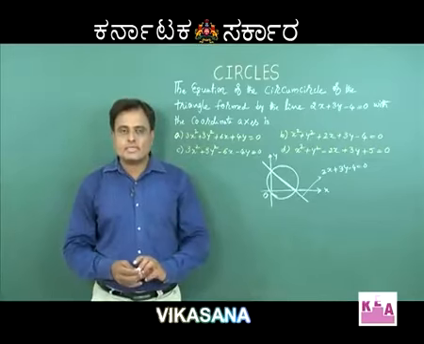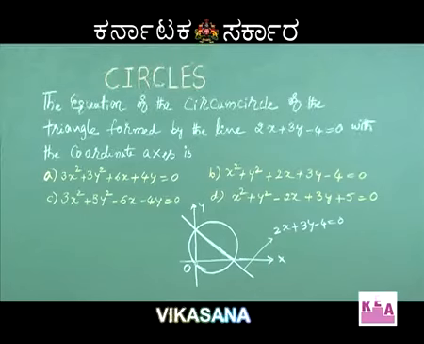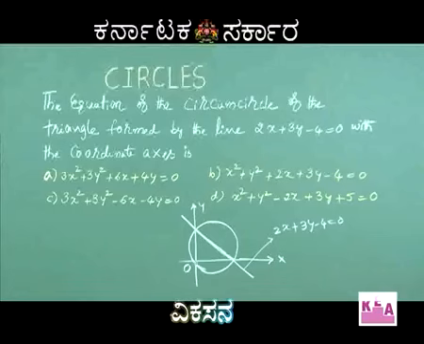Dear students, let us consider another example. First read the question. The equation of the circumcircle of the triangle formed by the line 2x plus 3y minus 4 is equal to 0 with the coordinate axis is, options are: option A, 3x square plus 3y square plus 6x plus 4y is equal to 0; option B, x square plus y square plus 2x plus 3y minus 4 is equal to 0; option C, 3x square plus 3y square minus 6x minus 4y is equal to 0; option D, x square plus y square minus 2x plus 3y plus 5 is equal to 0.